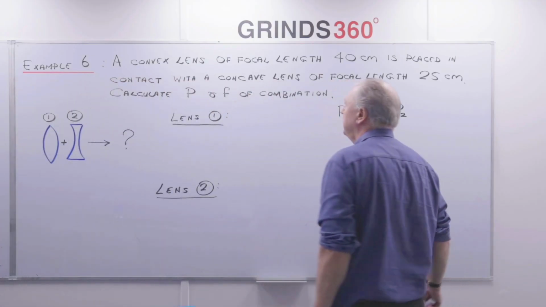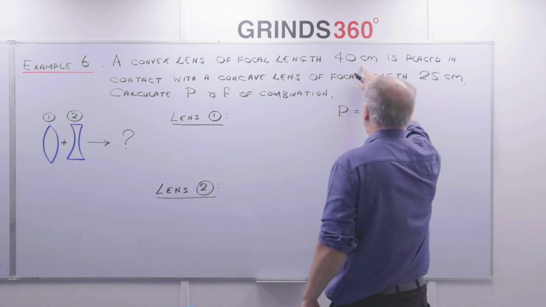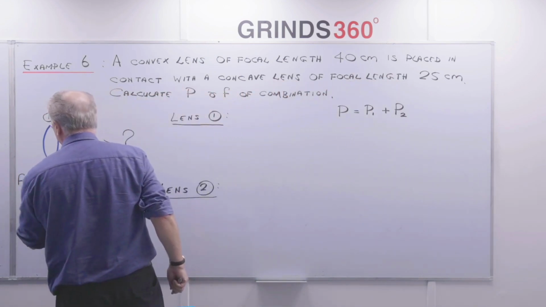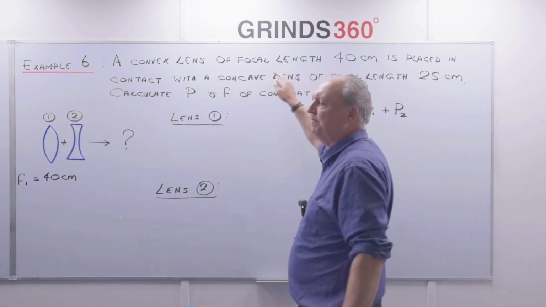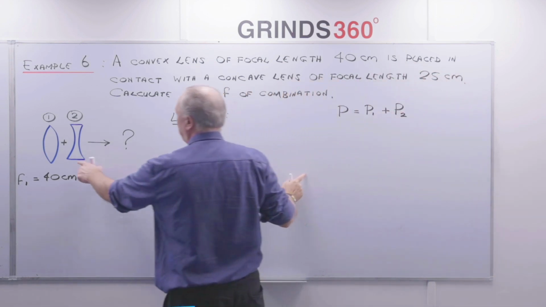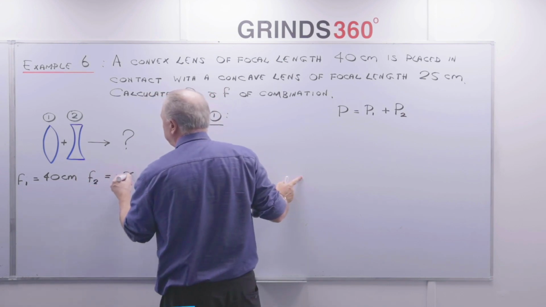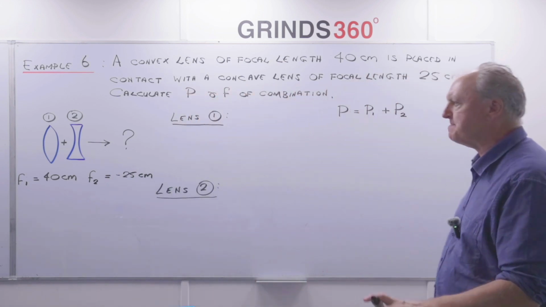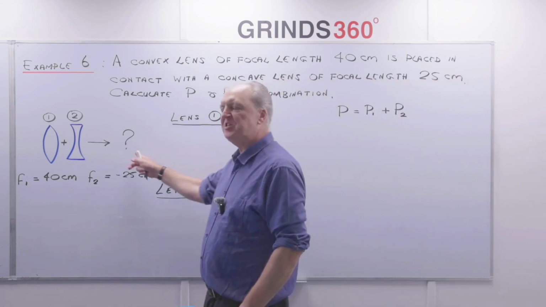So, I've got a convex lens, which I've sketched here. Focal length is plus 40 centimeters. So I'll say F1 is 40 centimeters. And it's placed in contact with a concave lens, and that's got a focal length of 25 centimeters. So we call this one here focal length 2. And I'm going to make it minus 25 centimeters when I put it into mathematical equations. It's a virtual focus.